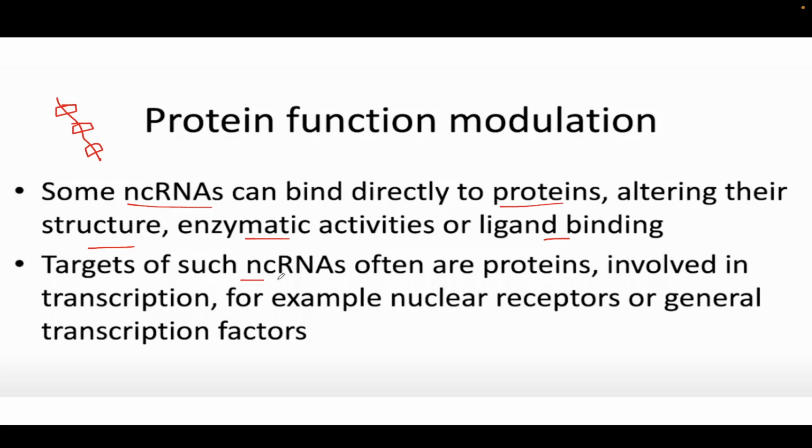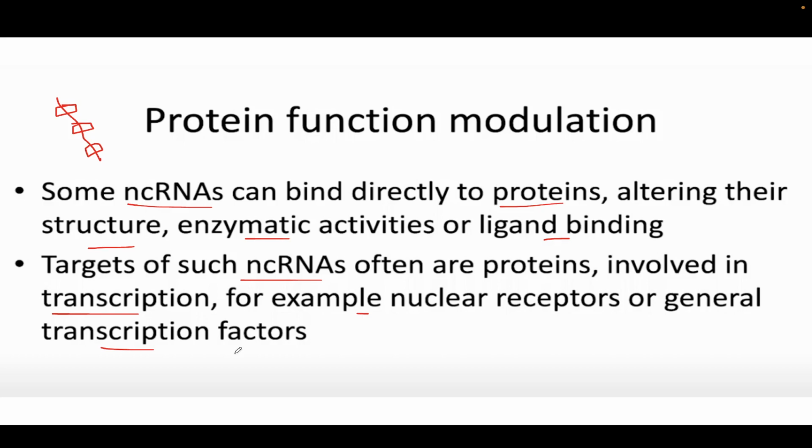Next, targets of such non-coding RNAs often are proteins involved in transcription. Why do they target the proteins involved in transcription? For example, nuclear receptors or general transcription factors. Everyone knows there are these transcription factors, replication factors. These all are proteins. For example, if I want to stop the function of X protein, then I'll try to modulate a particular protein or transcription factor so that the protein production gets suppressed, or the gene expression gets suppressed. Then there will be no protein.